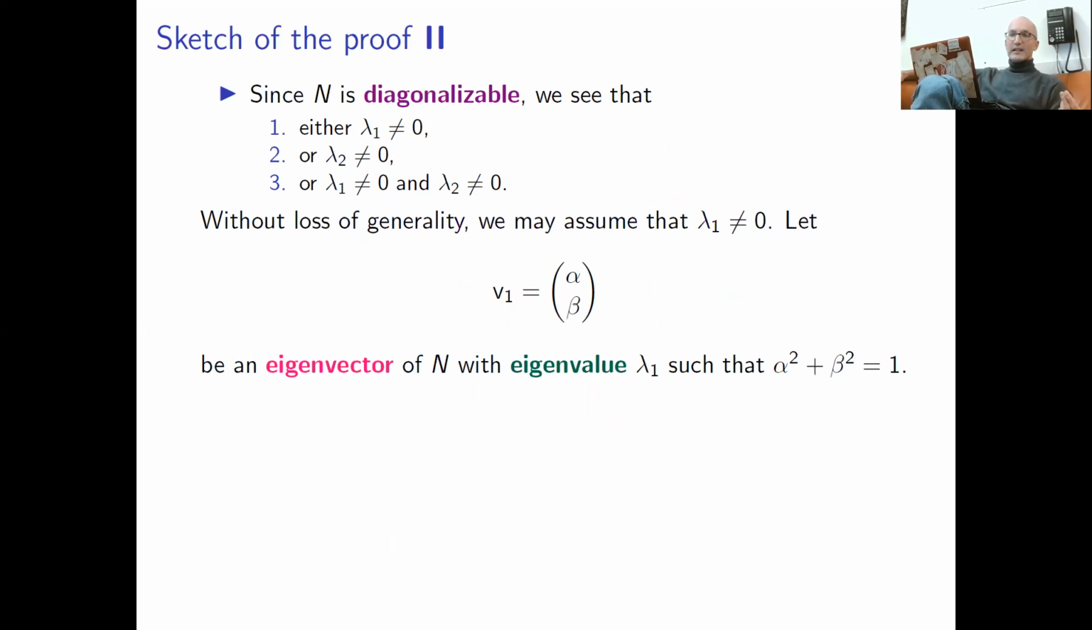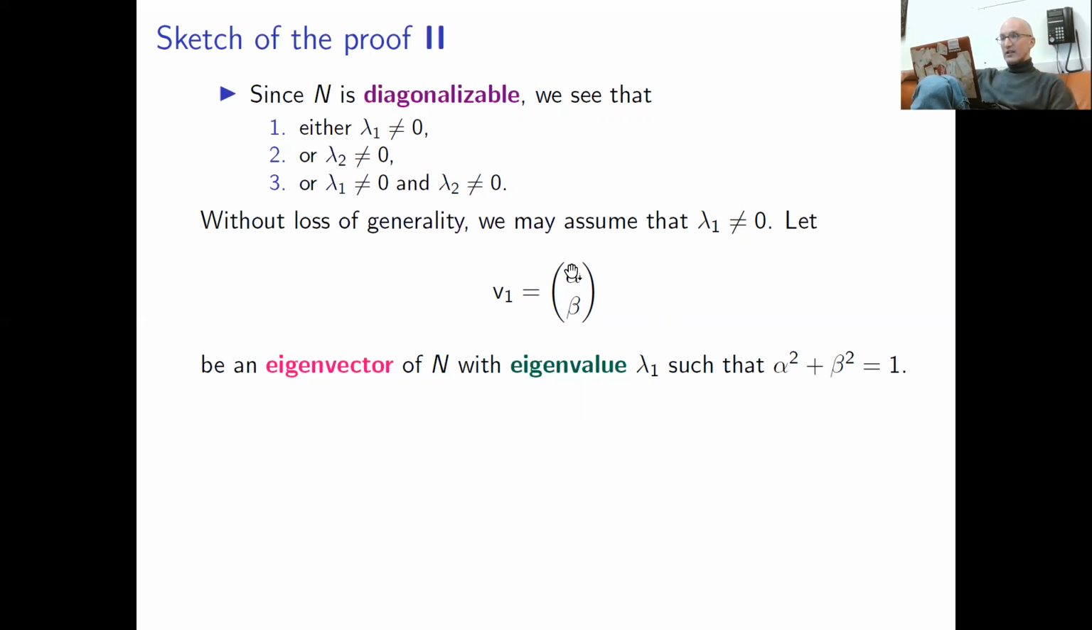Since lambda 1 and lambda 2 are just names for them, we may assume that lambda 1 is not 0. Okay, lambda 1 is not 0. And we know that for every eigenvalue, we can find some eigenvector. So we find some eigenvector, v1, and as in the proof of the orthogonal diagonalization theorem, we normalize this eigenvector in such a way that its length is 1.